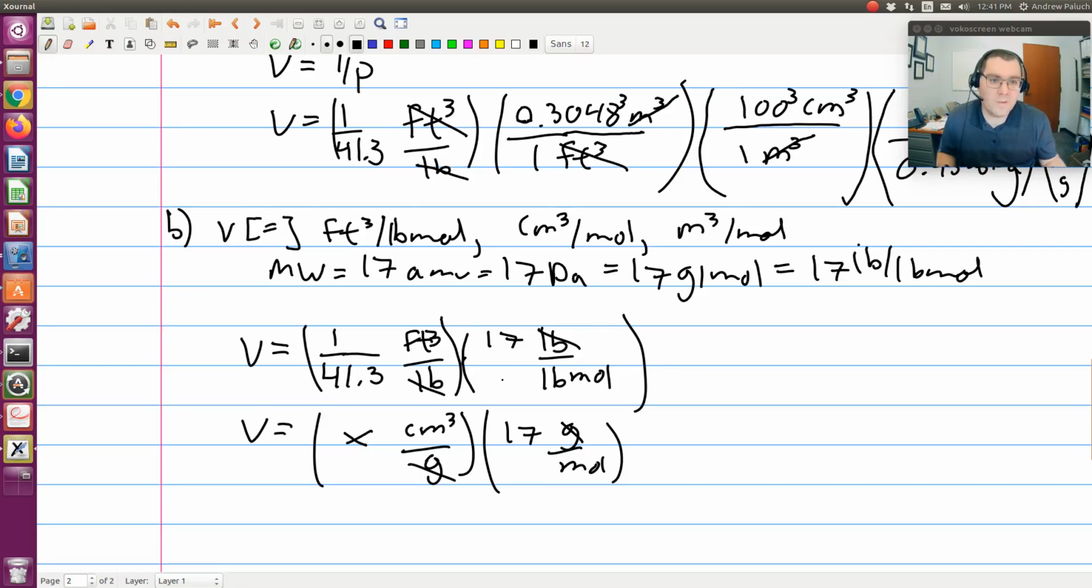How I would get meters cubed per mole is I would take the one we just calculated, which is centimeters cubed per mole, and then convert centimeters cubed to meters cubed. So I know 100 centimeters is 1 meter, so 100 centimeters cubed is equal to 1 meter cubed. And then that would get me units of meters cubed per mole. Okay, cool. It's just keeping track of all this craziness.